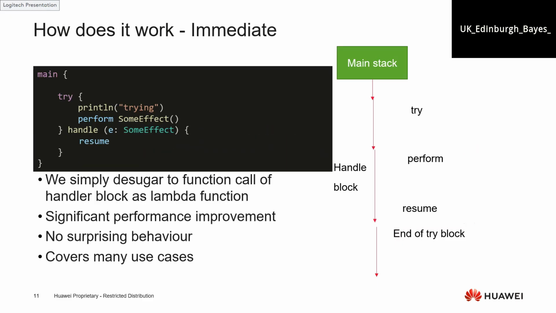There's no surprising behavior in terms of finally blocks, throwing exceptions or whatnot. It doesn't allow you to resume into functions which are not valid, or have to do with the return value of resuming, for example. And this covers, as I said, many different use cases. So you don't lose too much from doing this.